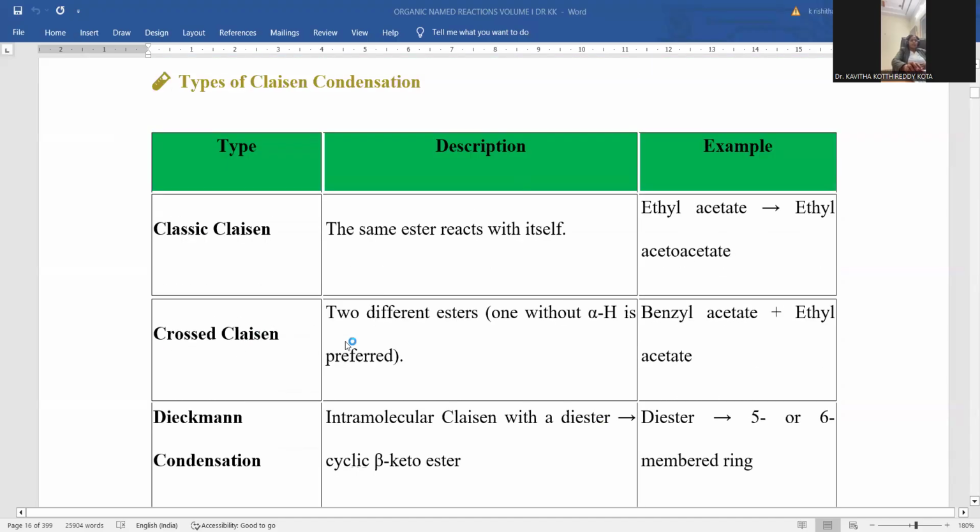Crossed Claisen: if you take two different esters, not a single one, but a mixture of two different esters as starting materials, such as benzyl acetate and ethyl acetate taking part, they give rise to the product. Dieckmann condensation is a competing reaction over there. In the intramolecular Claisen condensation, a diester is the starting material taken. Cyclic beta keto ester formation takes place, a 5-membered or 6-membered ring formation from the diester. These are the types of Claisen condensations you can clearly observe.